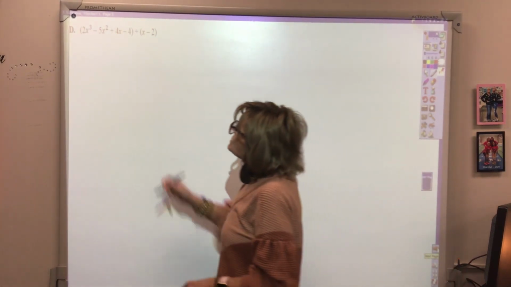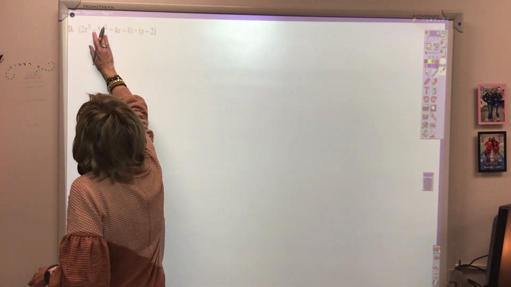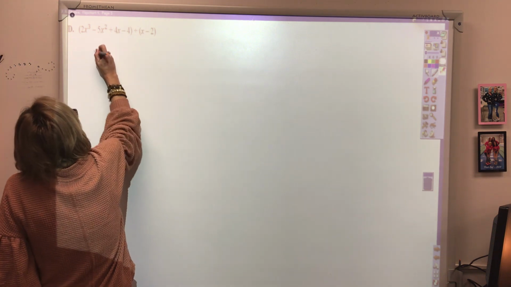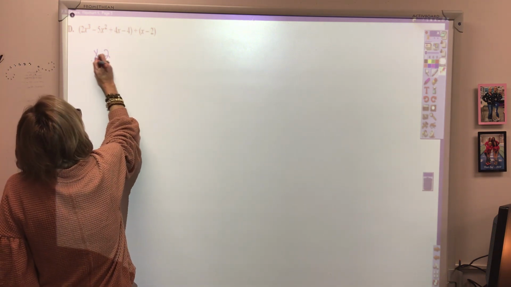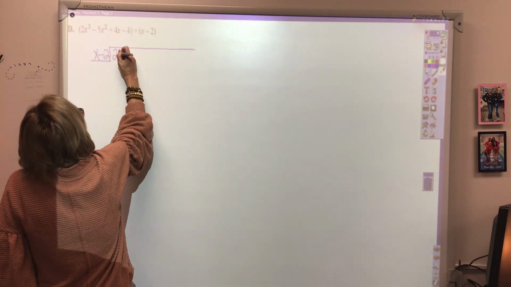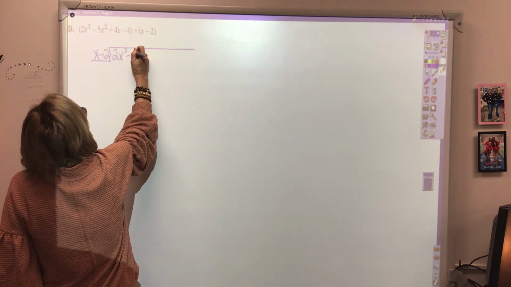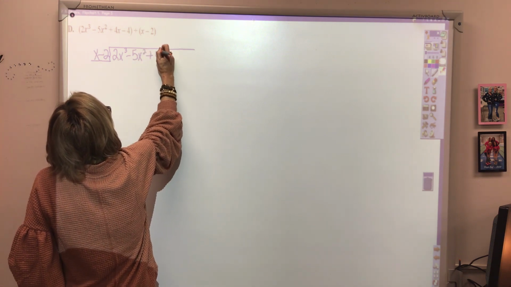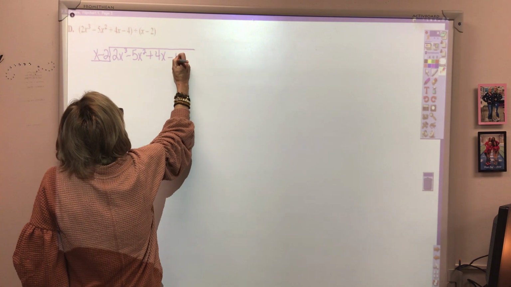Okay, on the second one, we'll check our powers. We go 3, 2, 1, 0, so we're good. We're going to put the x minus 2 on the outside. And then underneath, we're going to have 2x cubed minus 5x squared plus 4x minus 4.